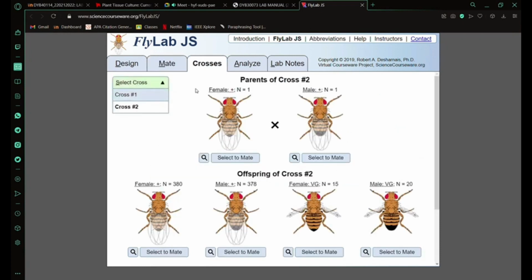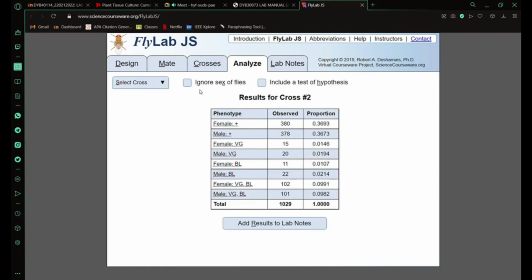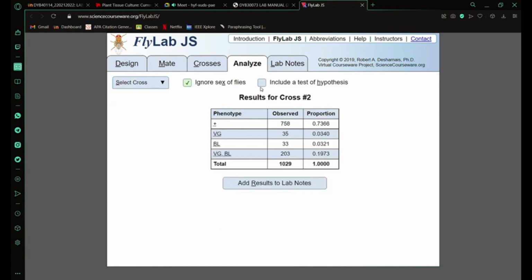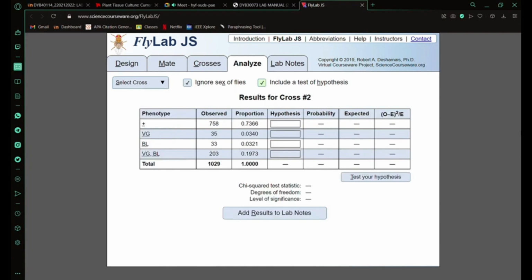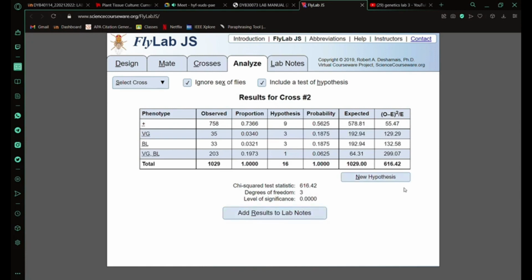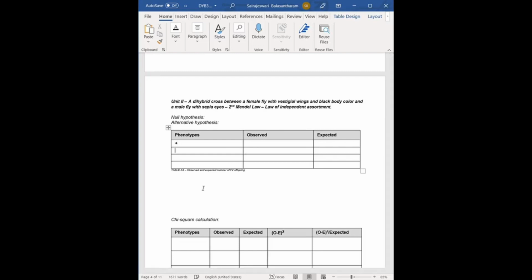After mating, click analyze and ignore sex of flies and include test of hypothesis. In the hypothesis bar, put the number 9 for wild, 3 for vertical, 3 for black, and 1 for vertical and black. Then click test hypothesis. So now we're going to transfer the data into the table.